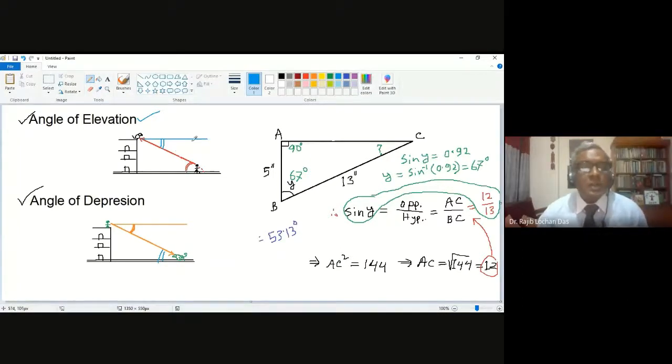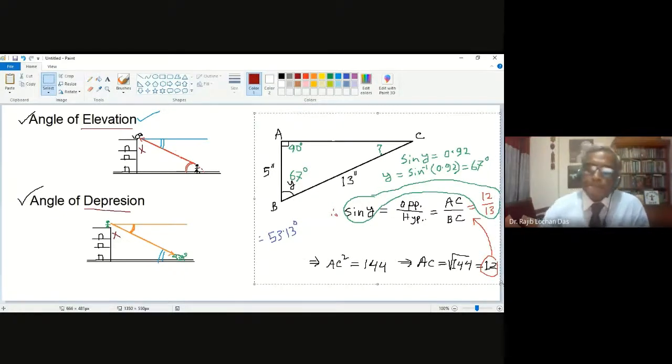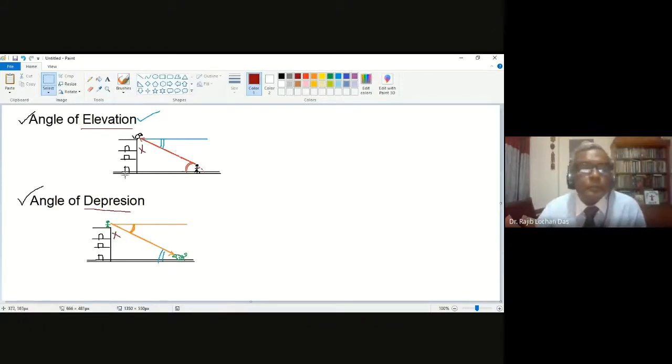Be careful. It is never ever this angle. That is the angle with the building, which is not depression, not elevation. Angle with the building is not considered. Angle with the horizontal line is always considered. Is that clear? Do you understand? Is it okay?